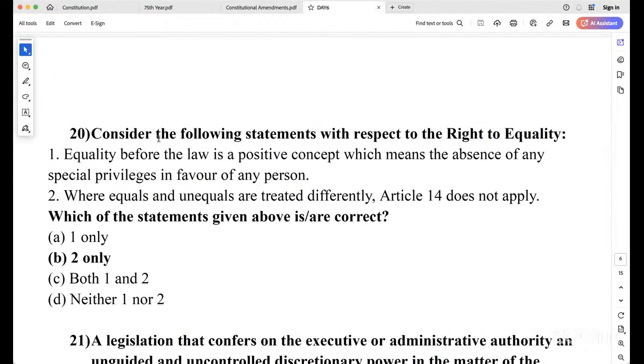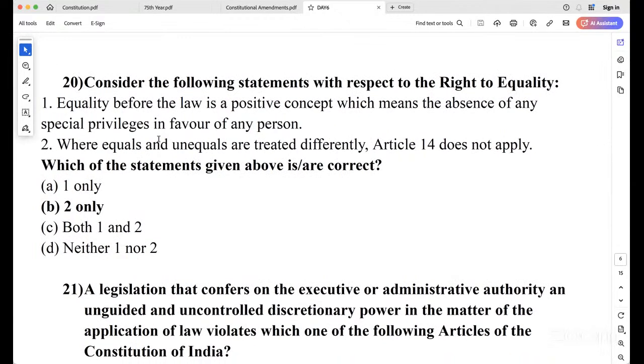Next, consider the following statements with respect to the right to equality. Equality before the law is a positive concept, which means the absence of any special privileges in favor of any person. Where equals and unequals are treated differently, Article 14 does not apply. Where are they treated differently? In Article 15, that we actually differentiate, right? Women, children, then socially and educationally backward, then economically weaker sections, we differentiate. That is not under Article 14. So Article 14 does not apply there.